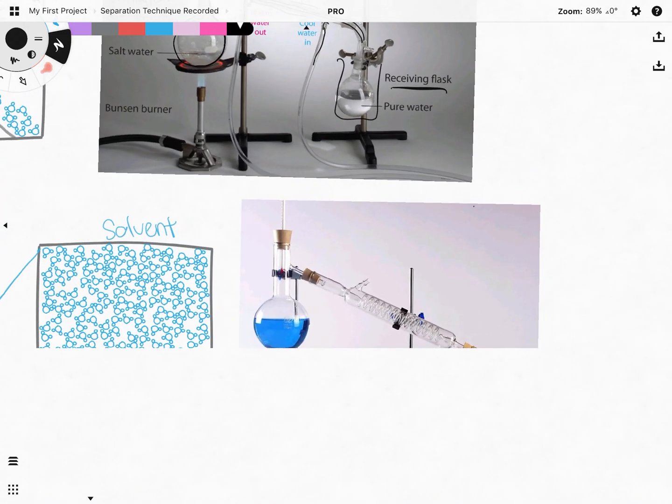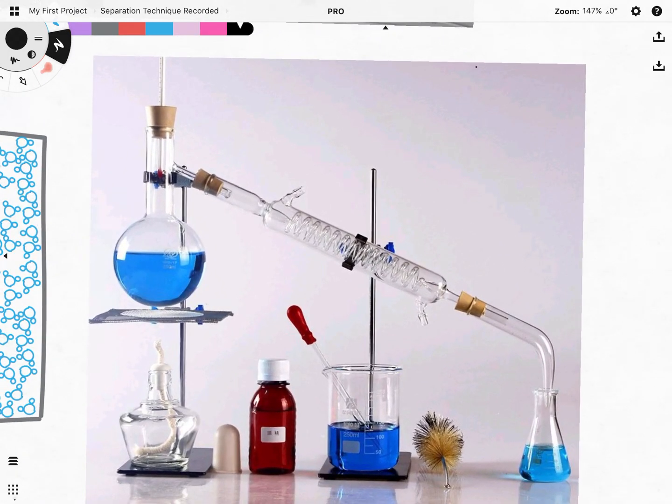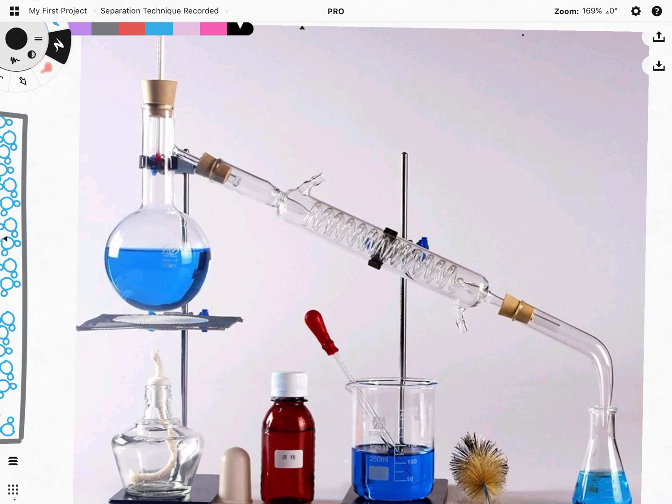I'll show you another image to give you another idea. This one's a little bit clearer. Okay, let's zoom in and see. Again, this is the distillation flask. Here is the condenser. This one is a little bit more fancy. The glass tube inside swirls around. So you see there's an inner glass tube.